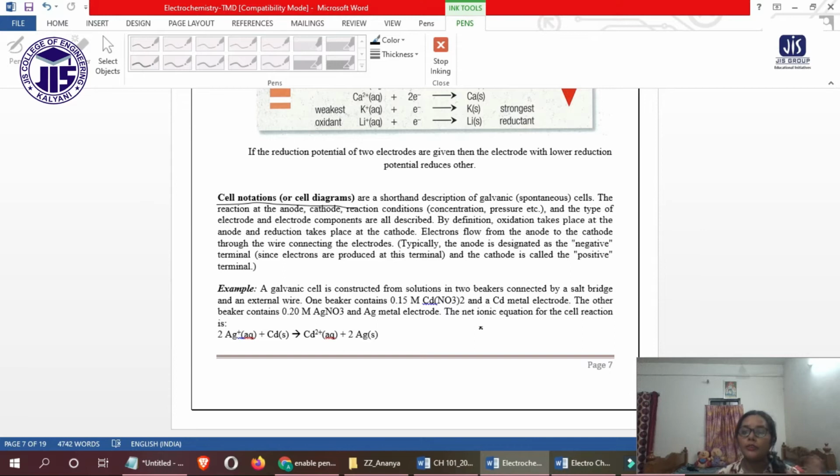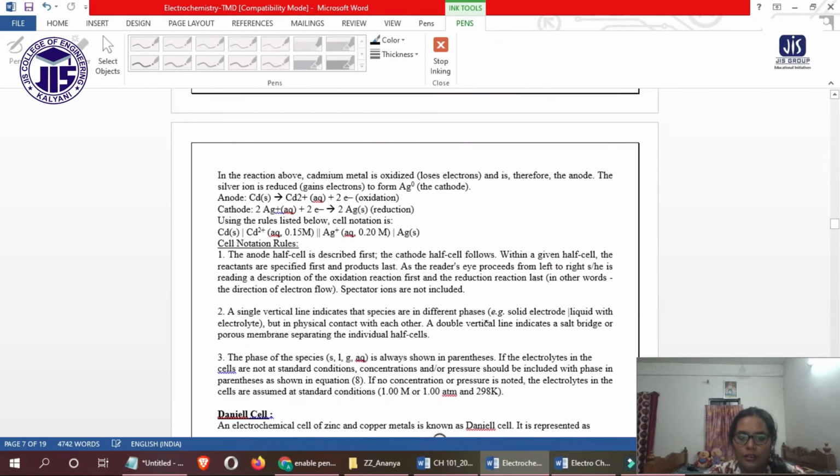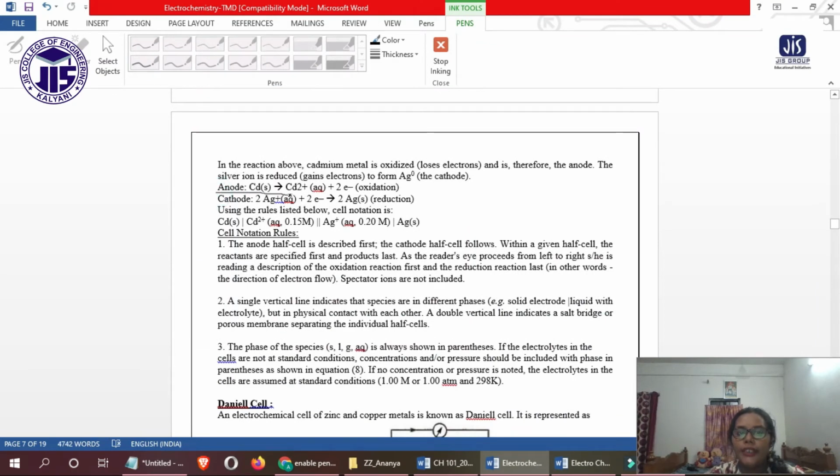What will be the anodic reaction? What will be the cathodic reaction? This is the anodic reaction, that is cadmium will release the electron and produce the cadmium plus 2 ion, and it will go to the solution, and in our solution we have the silver plus. That silver plus will abstract the electron it gets from the cadmium, and after abstracting that electron, the silver will form the silver metal.